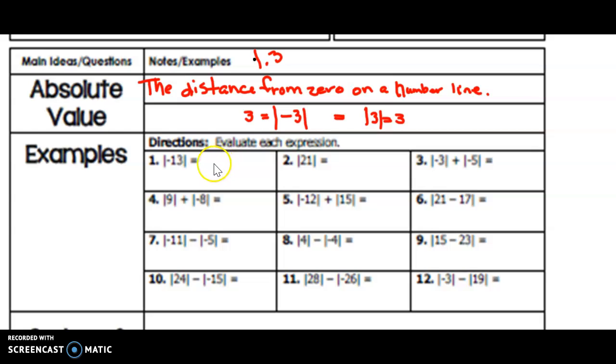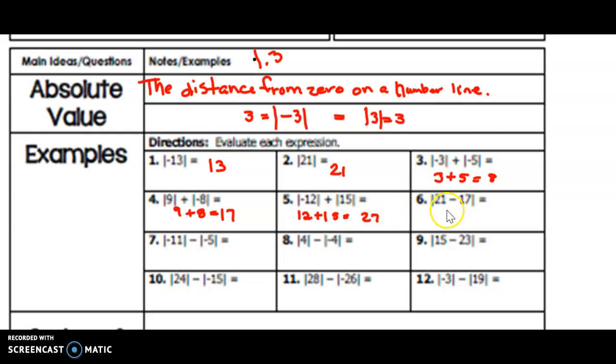So again, just really quickly, some of these, we would have a positive 13 here. Of course, if it's positive, it's still going to remain positive. Here you would do the absolute values first and then add them together. Here again, 9 plus positive 8 would be 17, and so on and so forth. So 12 plus 15, and that's going to be 27.